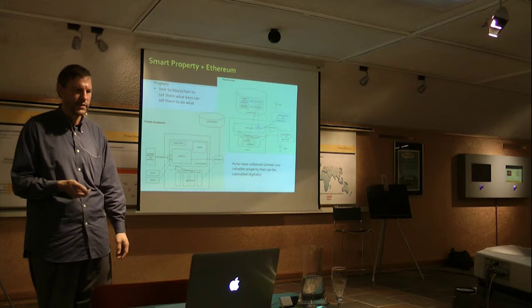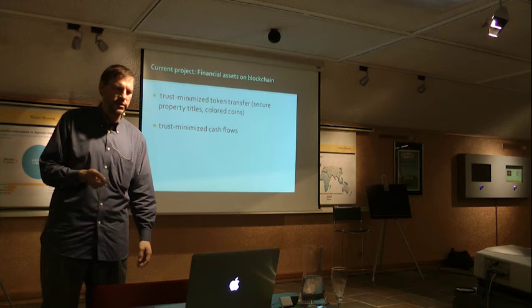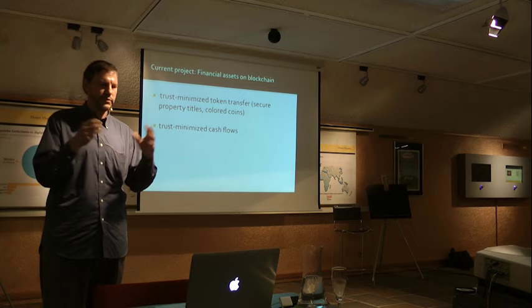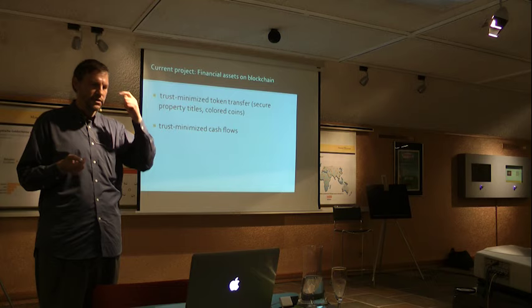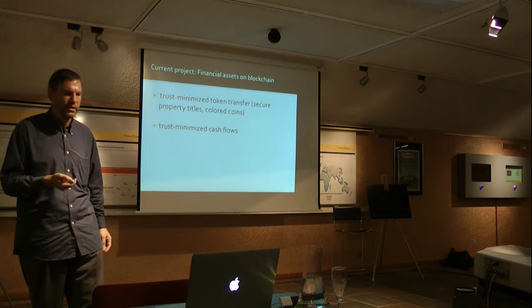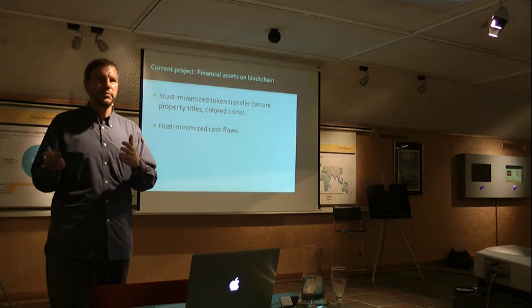All right, so one of the current projects I'm doing, financial assets on the blockchain. So one way you can do this is what Lykke's doing, of course, trust minimized token transfer, and that secure property titles and colored coins. Incredible technology you can do a lot with. And what we're doing is complementary to that, trust minimized cash flows. So once you have the financial asset, how do you trust somebody to pay you? Well, we've actually trust minimized that, and it's a pretty cool thing.